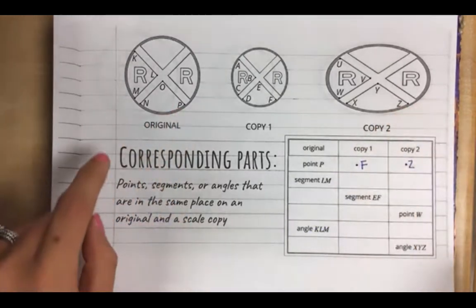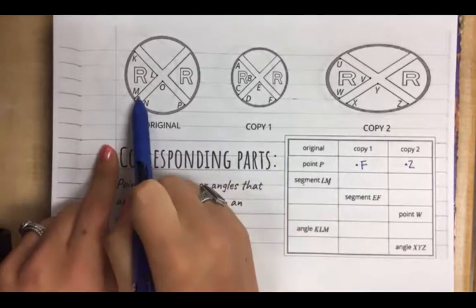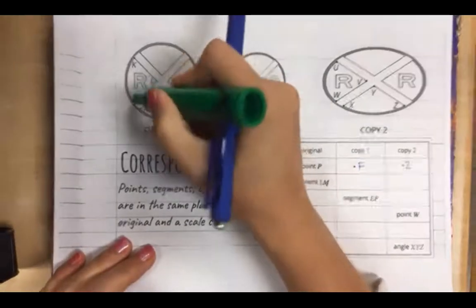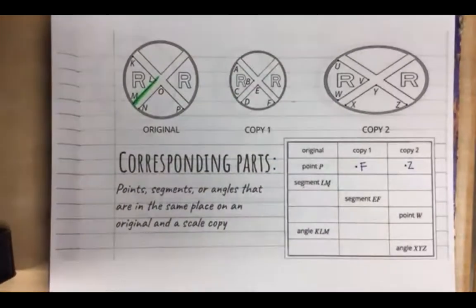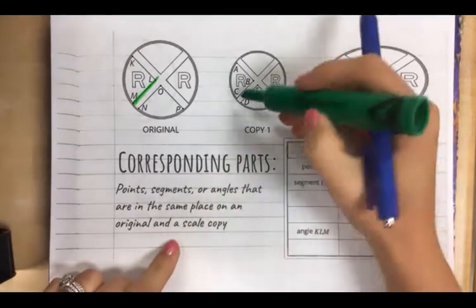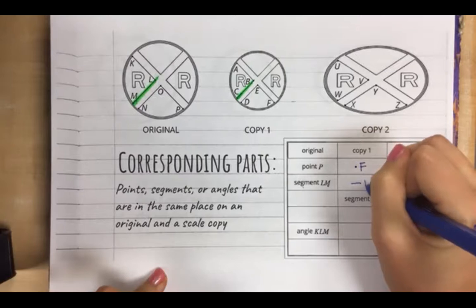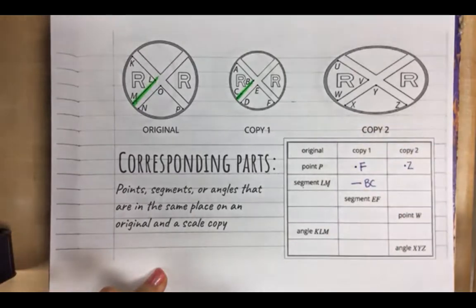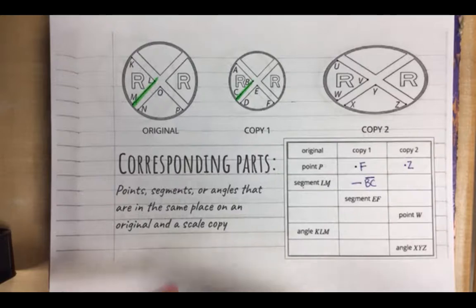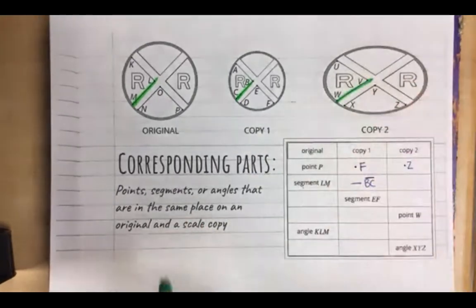All right, now let's do segment LM. Let's find LM on the original. So that would be, let me get my highlighter, that would be this one. So LM. On this copy 1, the same place would be BC. So I'm just going to say segment BC. And actually, you're right, a line segment with a line over it. Sorry. And then on copy 2, it would be VW.